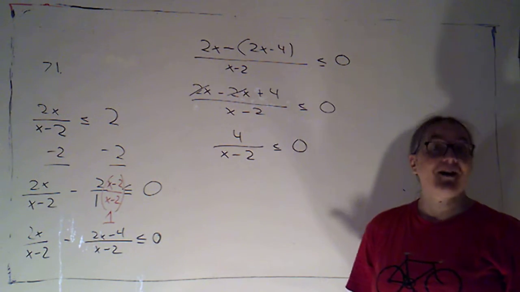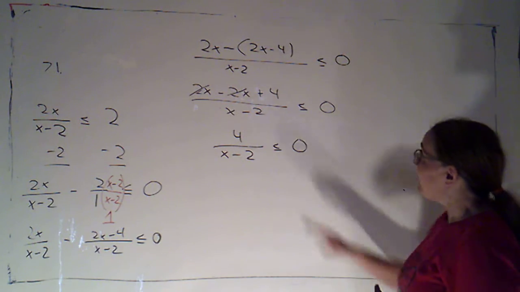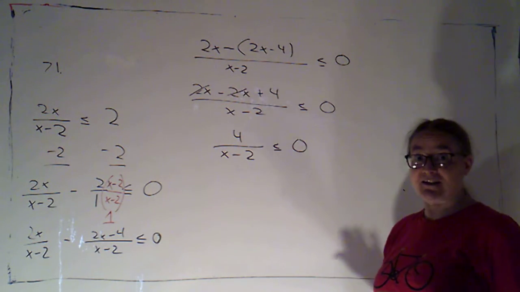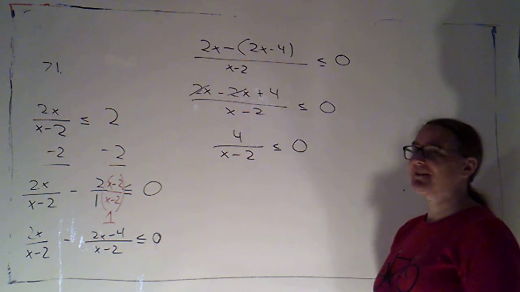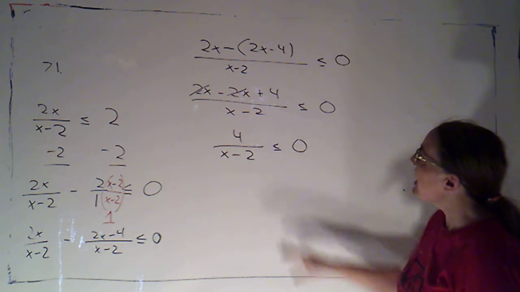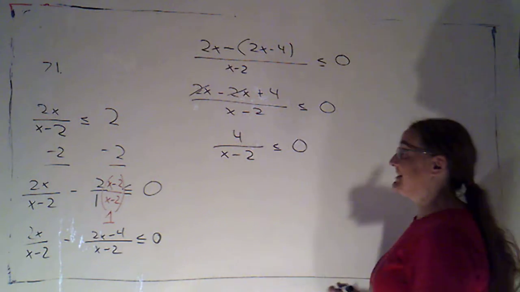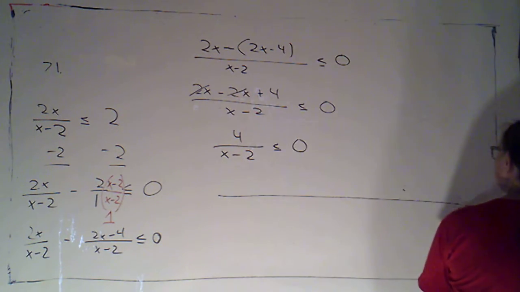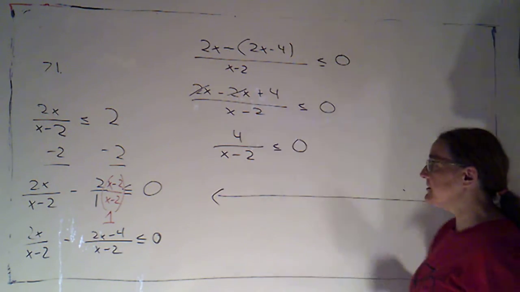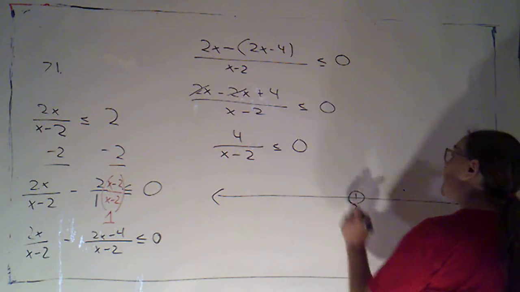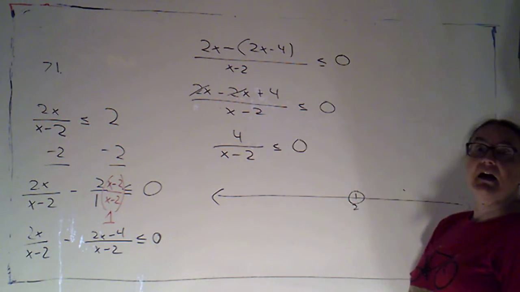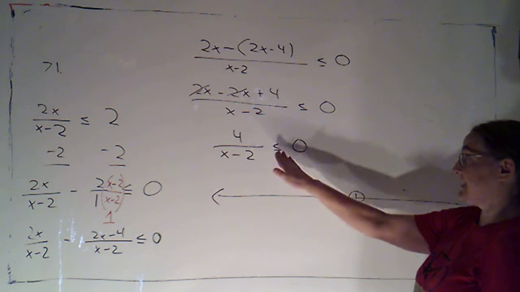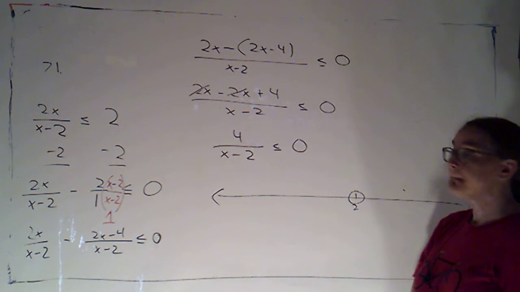The top is always positive. Now, I do need to include the fact that it's positive. If that was a negative 4, the top would always be negative, and I'd have to take that into account. But basically, the top isn't going to change sign. So let's see. What would make the denominator 0? 2. And I don't want to include that because then this would be undefined. If it's undefined, it doesn't have any relationship with 0.